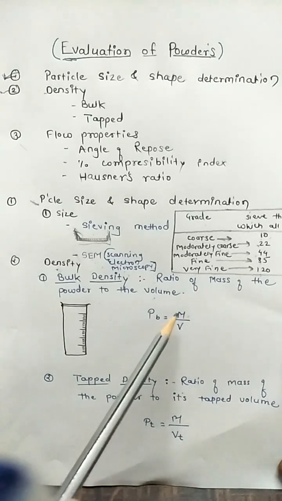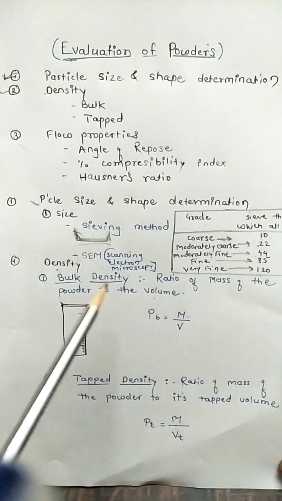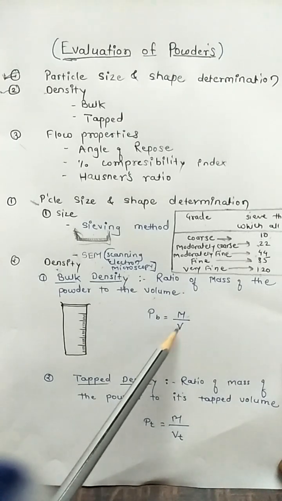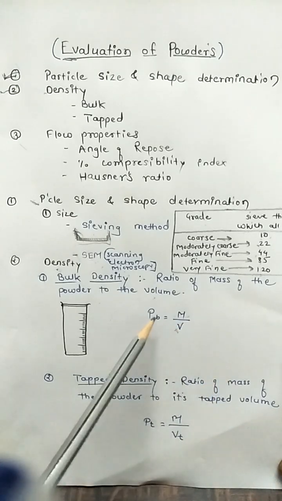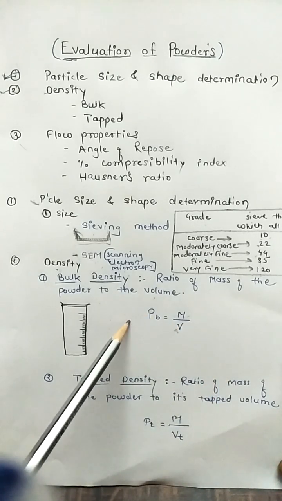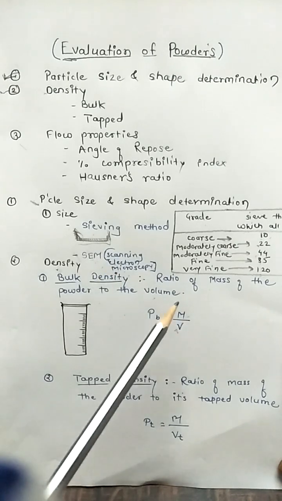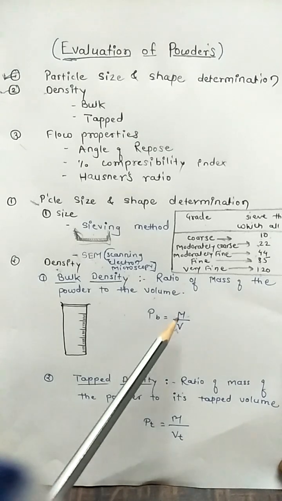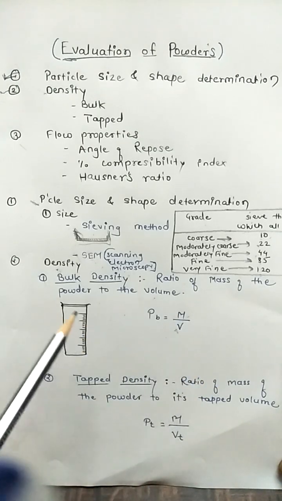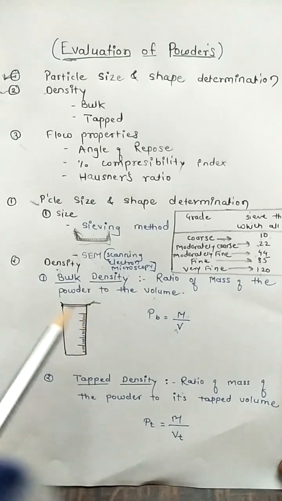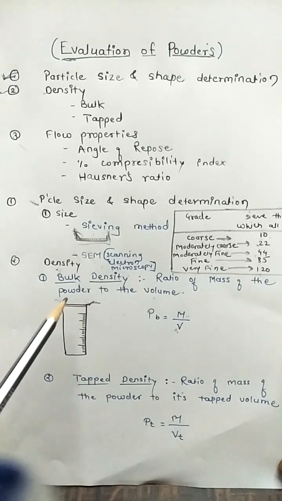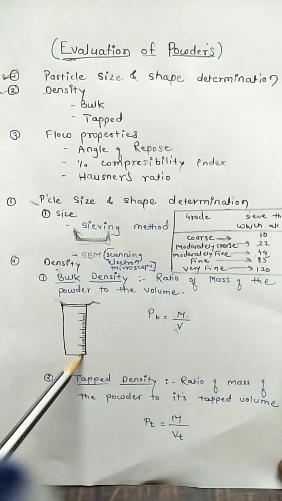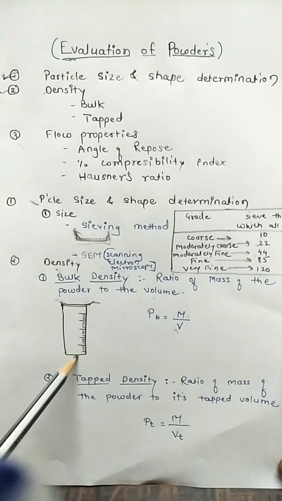It stands for M, the mass of the powder, and it is a ratio to the volume of the powder. How can we calculate the volume of that particular powder? Mass may be in gram, milligram or kg, and it can be calculated by using the weight. But how can the volume be calculated? Everyone knows about the measuring cylinder. This is a measuring cylinder. By using it, we can find out the volume of that particular powder.